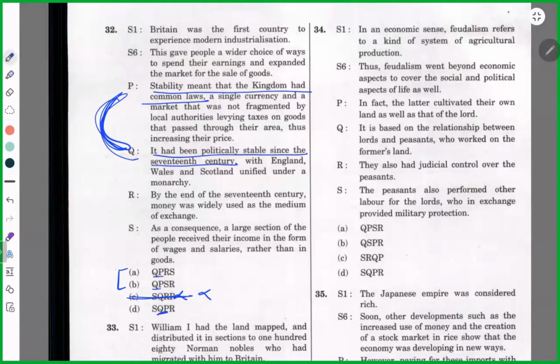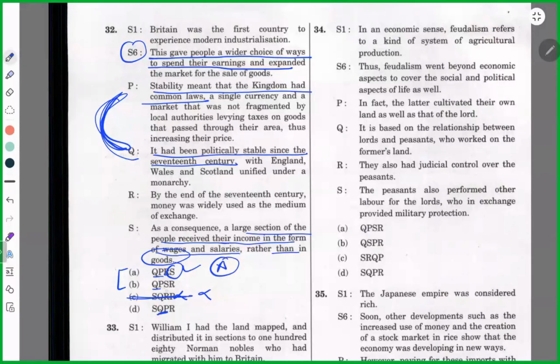Then after QP we have option R or S. We go with R because QPR appears multiple times. So let's go with QPR. By the end of the 17th century, money was widely used as a medium of exchange. Then S: as a consequence, a large section of people received their money in the form of wages and salaries rather than in goods. And what will happen? This gave people a wider choice of ways to spend their earnings. S is related to statement 6. Option A is the right answer.